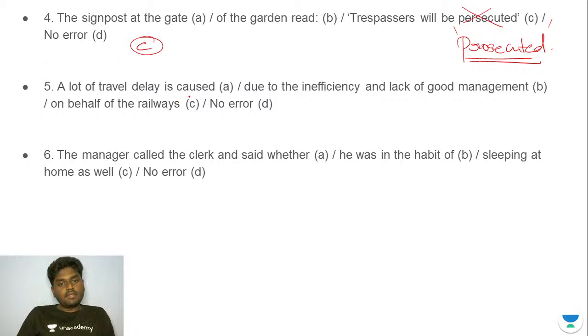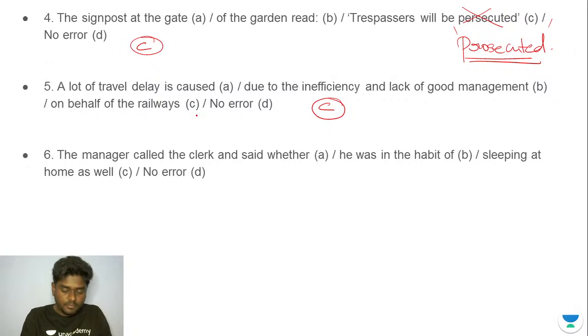So a lot of travel delays caused due to the inefficiency and lack of good management on behalf of the railways. Where is the actual error with the fifth one? Is that right? On behalf of the railways. So a lot of travel delays caused due to the inefficiency, lack of good management. It should not be on behalf of. So the error is with part C.